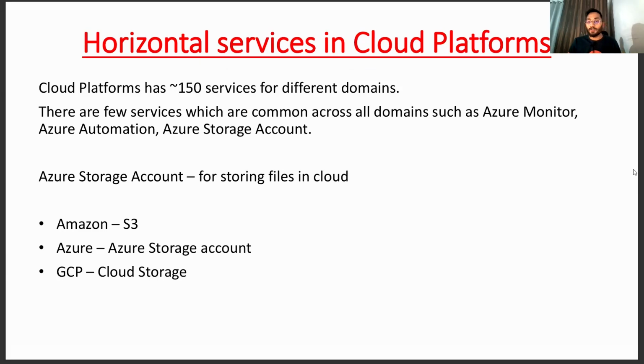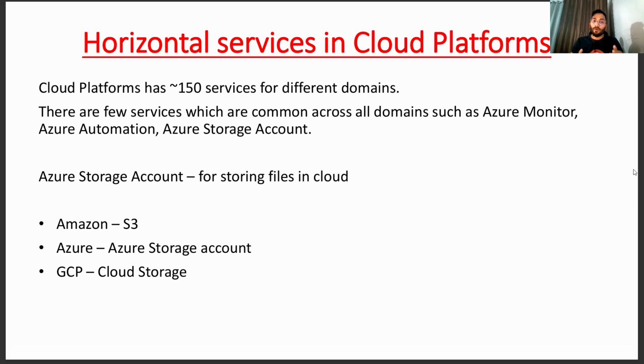First is horizontal services in cloud platforms. What do I mean by that? Horizontal services are those services which are common across all the domains. As we have learned, these cloud platforms, whether it would be Amazon, GCP, or Azure, have a lot of services for different domains, as in different services for software engineers, different services for data engineers, different services for data scientists. Now, as a data engineer, we do not really need to understand all the 150 services. We just need to understand 10 to 15 services, and that's it.